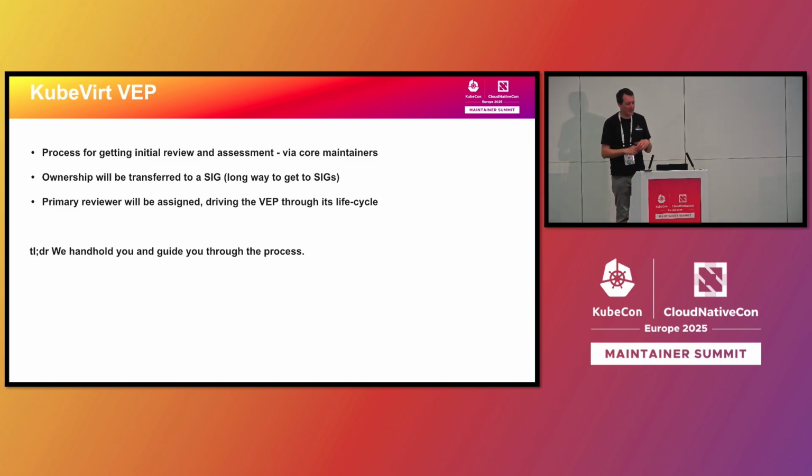So it's a process for getting initial review and assessment of the feature you proposed via the core maintainers. It's 2 people, Lubo and Vladek. Lubo will be here tomorrow or in 2 days. The ownership will be transferred once it's coming into one of these SIGs. The primary reviewer will usually be assigned from one of the SIGs, helping to drive this VEP, virtualization enhancement process, through its life cycle. So the TLDR is we handhold you and guide you through this process. Before, it was like throwing something against the wall and seeing if it would stick and somebody would pick it up. Today we've learned and we try to guide people more.